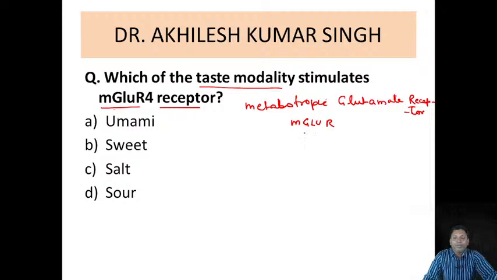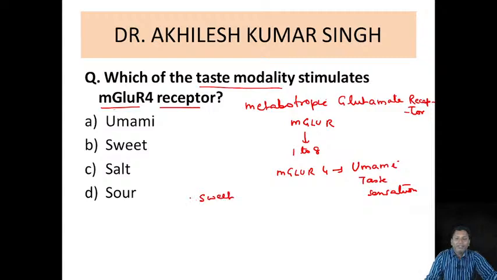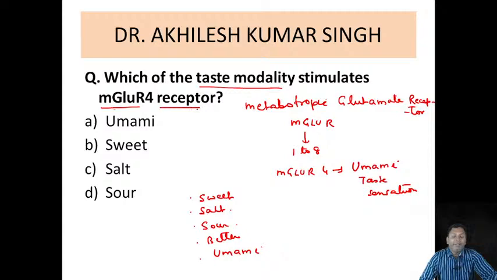They are of type 1 to 8. Out of these, mGluR4 is stimulated by the umami taste sensation. Remember, you might know about the sweet taste sensation, the salt taste sensation, and the bitter taste sensation. Now the fifth basic taste sensation which has been discovered is the umami taste sensation. That's why this question is asked in the exam. So mGluR4 is stimulated by which taste sensation? The umami taste sensation.